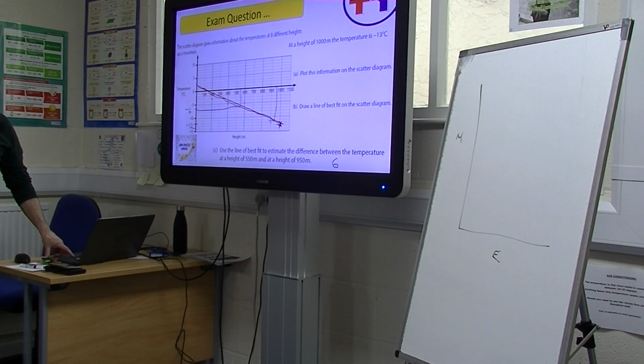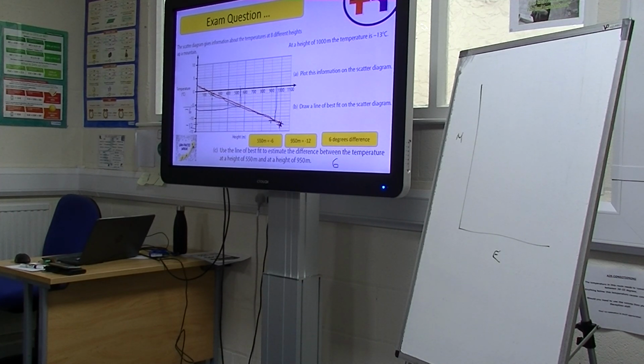Oh, I've actually drawn a line of best fit there, look at that. Didn't realise I'd done that. Oh, I've got -6 there. I've come across there. I've got -12, so the difference there is 6 degrees.